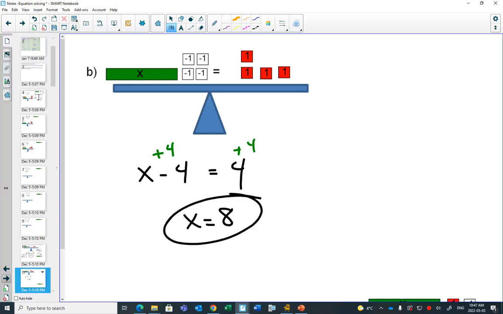I like to circle my final answers. Some of you might do the bloody heart. I don't know. And the rectangular square thing.